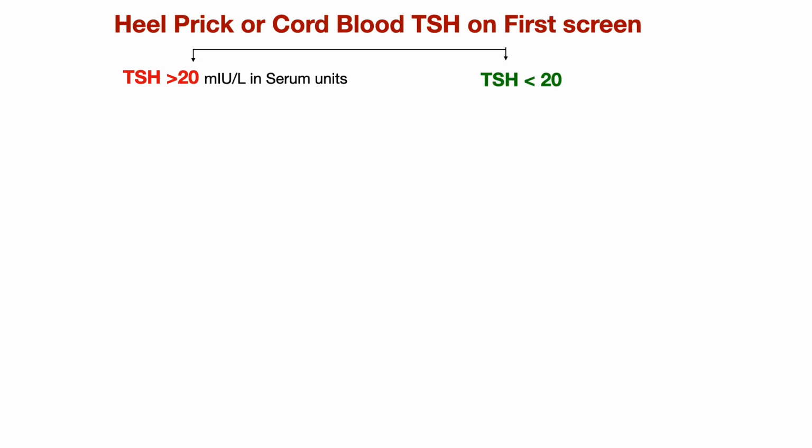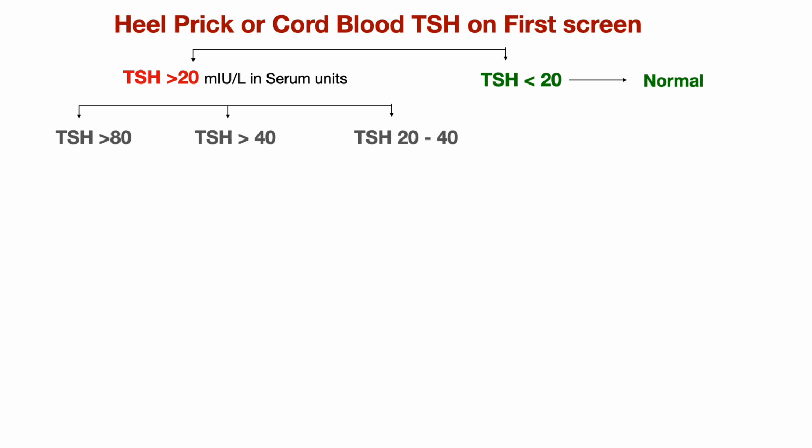Now let's see the approach of newborn screening. The heel prick or cord blood TSH is done on the first screen. The value may come as more than 20 milli international units per liter in serum units, or less than 20. If it is less than 20, then it is normal. But if the value is more than 20, it may be more than 80, more than 40, or between 20 to 40. If the value is more than 80 or more than 40, then we straight away start the treatment and preserve one sample for confirmatory testing.